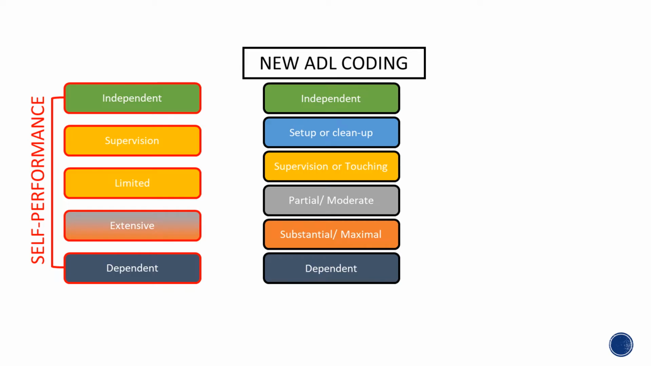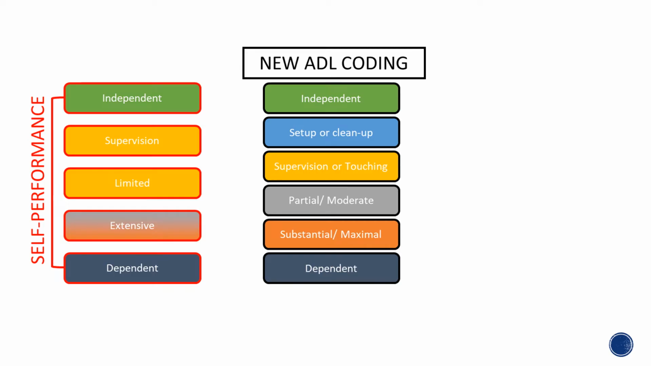So you might be wondering, how is this new 6-point functional ability scale different from the old way we used to document? Well, the new scale takes some categories from the old system and either combines them or breaks them down into more specific groups. Let's take a closer look to understand how each category from the old system translates into the new one.